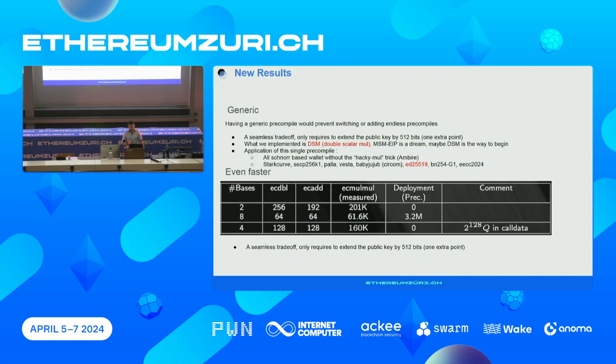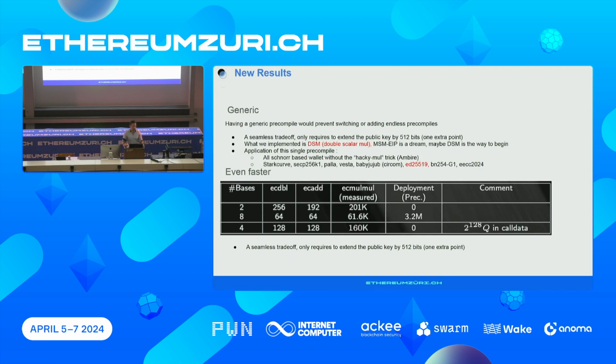So what we did since then, we made things better. We made it even faster without pre-computation, dropping from 200K to 160K, only requiring a small amount of extra calldata, meaning that it's not fully compatible with the RIP 7212.